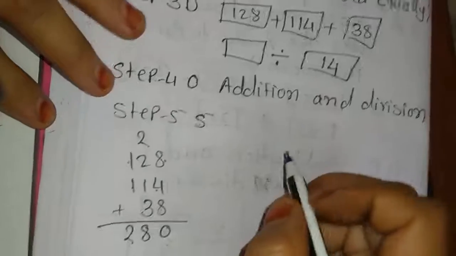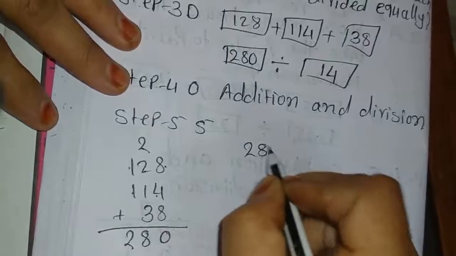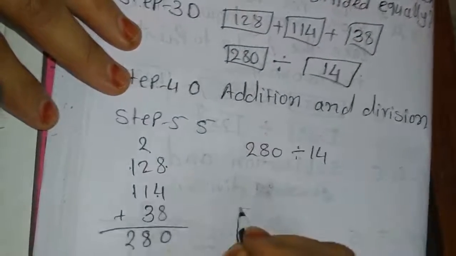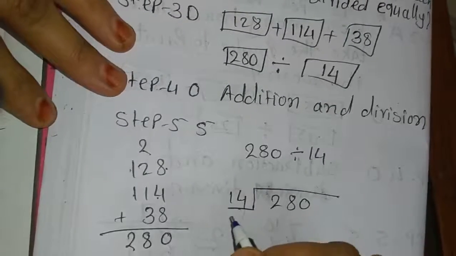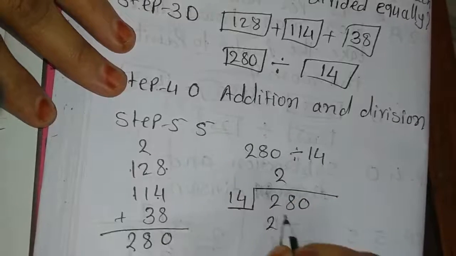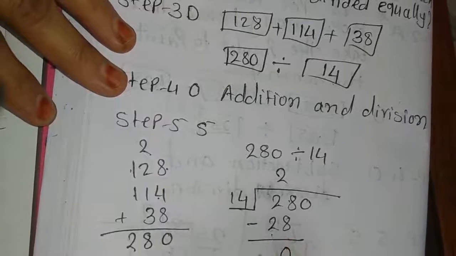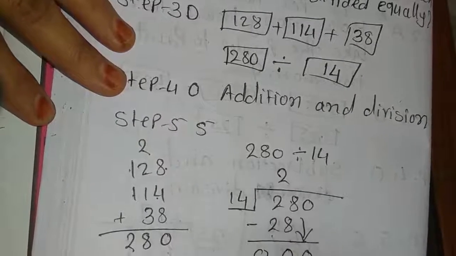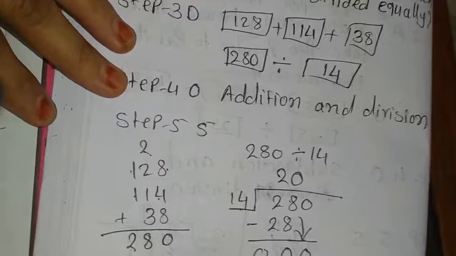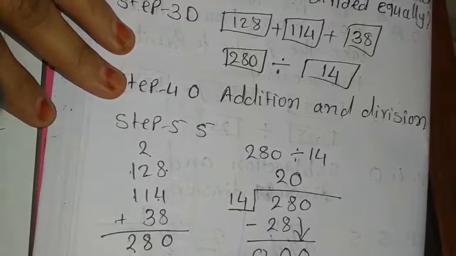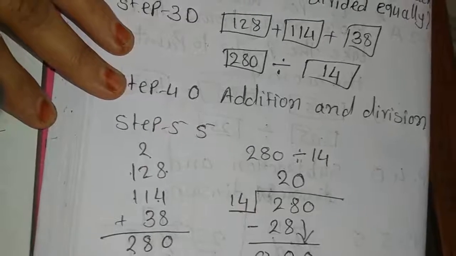Then we have to do the division. Here we have to write 280 divided by 14. So let's start the division here. 14 ones are 14, 14 twos are 28. 28, 8 minus 8, 0. 2 minus 2, 0. We have to bring down here 0. Division is not possible, we put here 0. So the answer is equal to 280 divided by 14 is equal to 20. 20 is our correct answer.